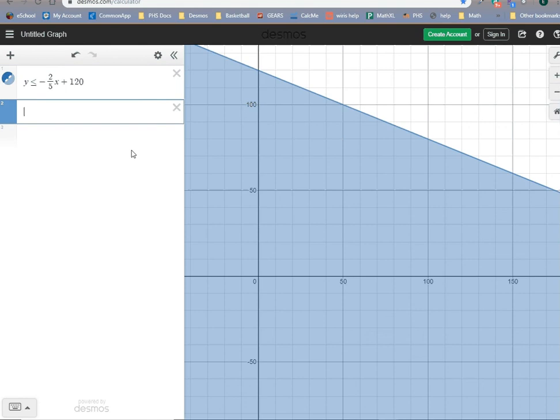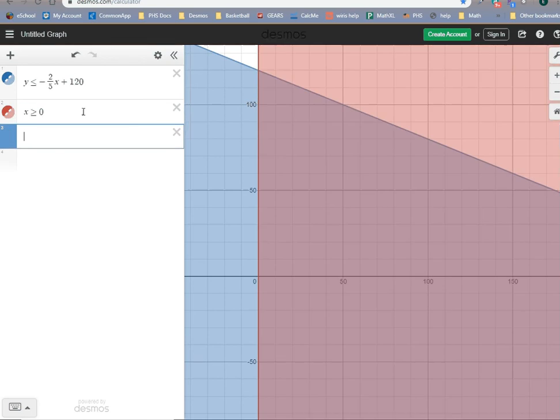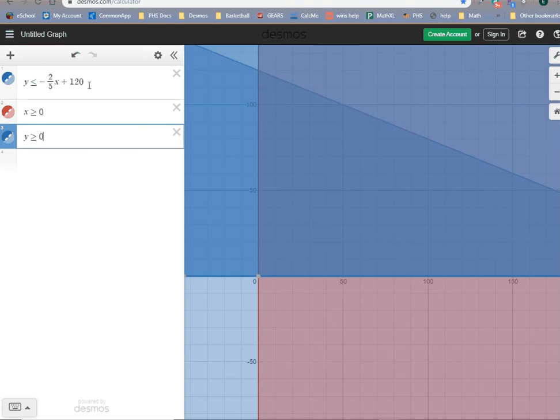Okay, let's try that. X is greater than or equal to 0. Hey, what do you know? That worked. That gave us only this double shaded region now, but we want to not allow y to be negative either. So what do I need to say there? Same thing. Y is greater than or equal to 0.